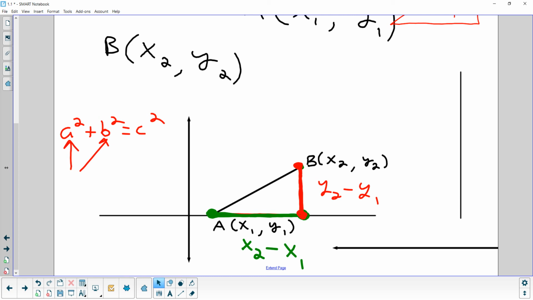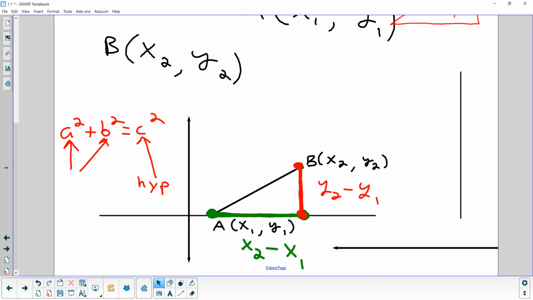Yeah? So you said a and b are the what? On the triangle, the longest side would be c. What's the name of that one? I don't remember. This is the hypotenuse. That's the hypotenuse. And what are a and b?